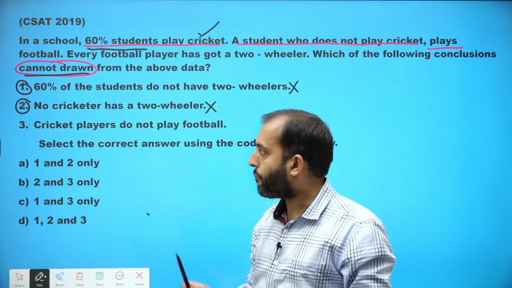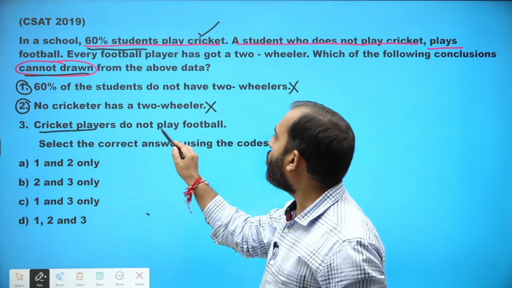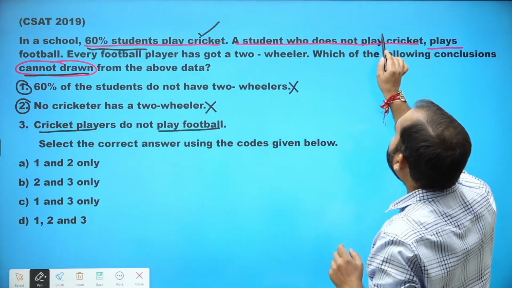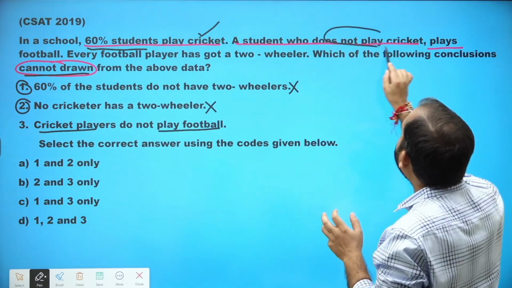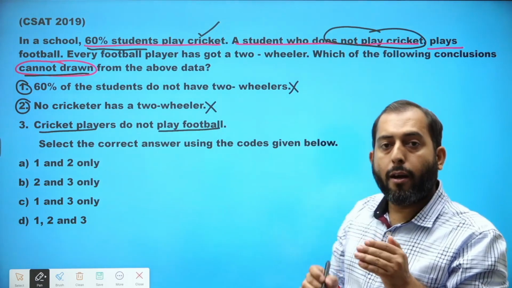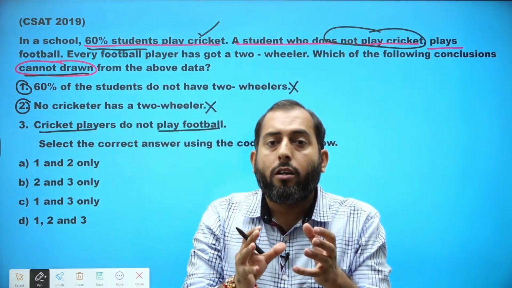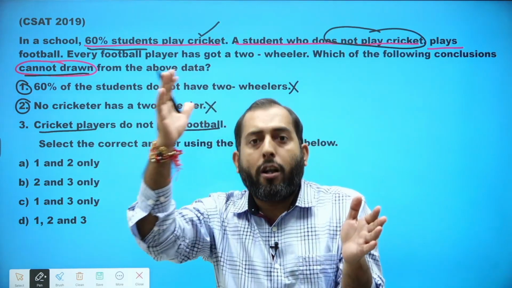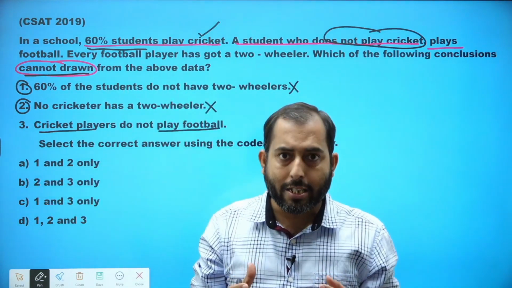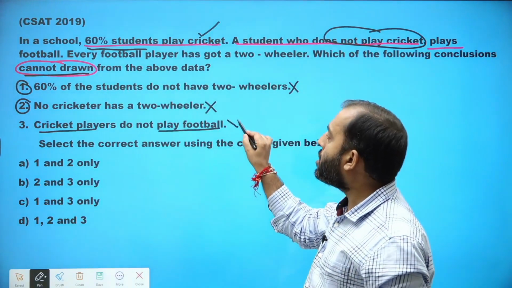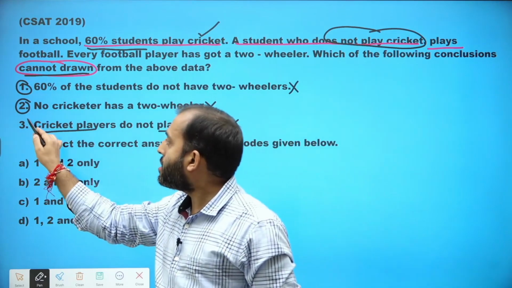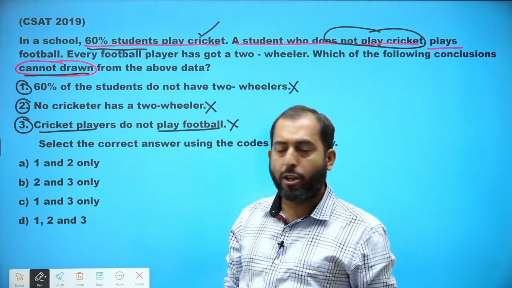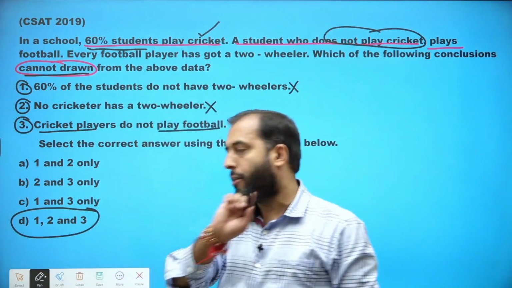The third says cricket players do not play football. Now, over here, we have information about those players who do not play cricket. But we do not know about the cricket players. Will they be playing football or not? It is not given clearly in the statement. That is why we cannot draw this third statement as well. Hence, this conclusion should be considered, so I can see none of the conclusions can be drawn. Hence, option D should be the right choice here.